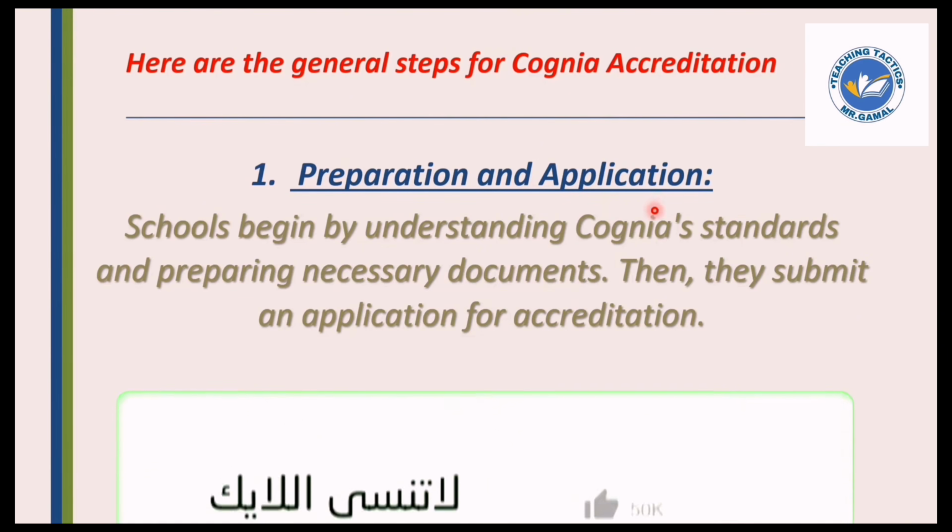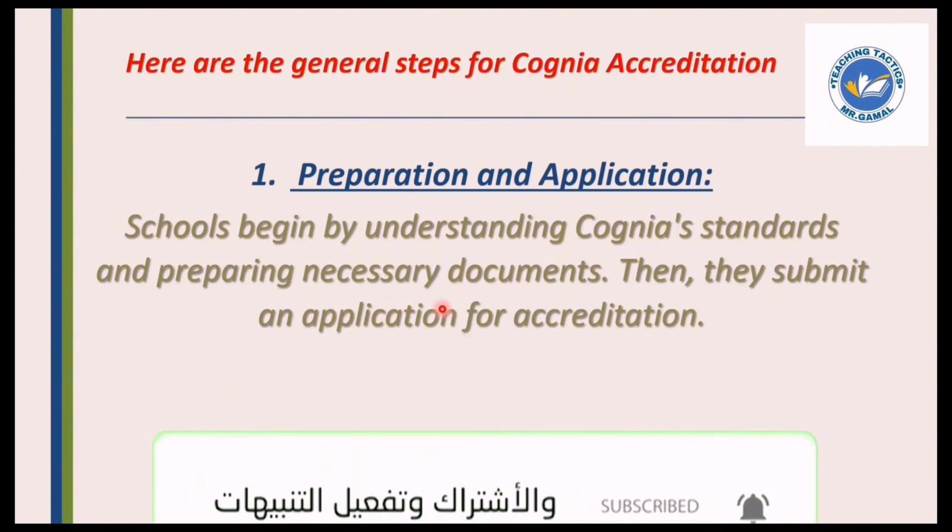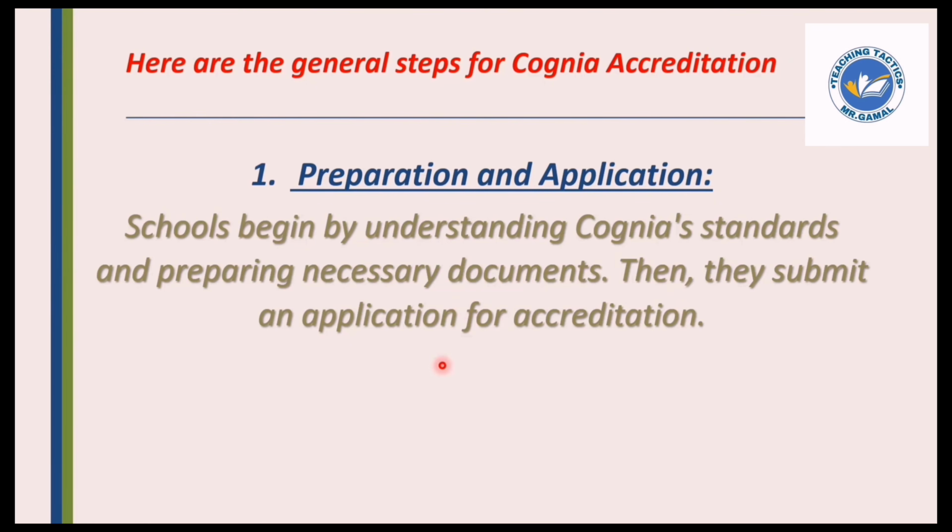Step 1: Preparation and application. Schools begin by understanding Cognia standards and preparing necessary documents. Then they submit an application for accreditation. As we discussed before, Cognia focuses on 3 main domains, and every single domain consists of some standards. So the school must understand these standards and prepare some documents to prove that they understand and apply these standards, and then they can submit an application for accreditation.